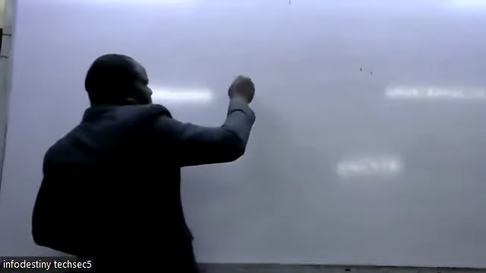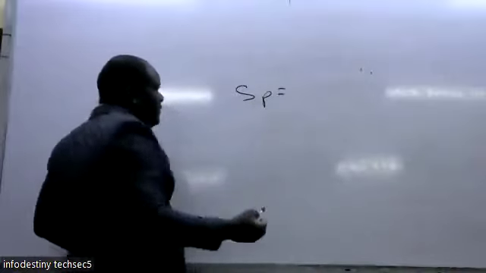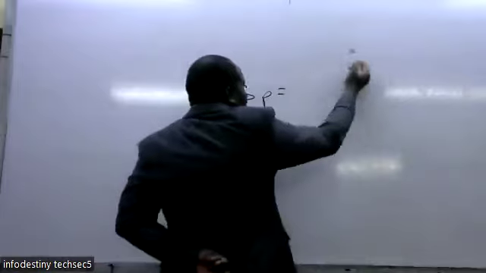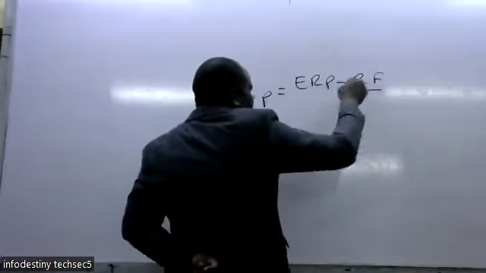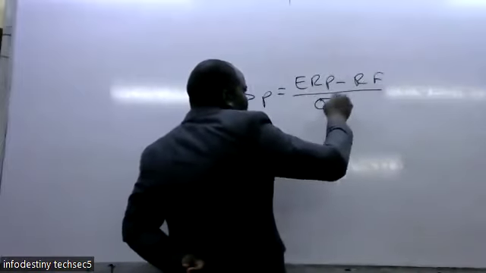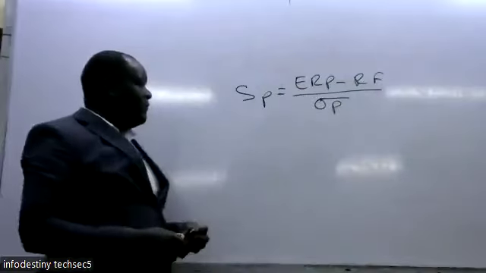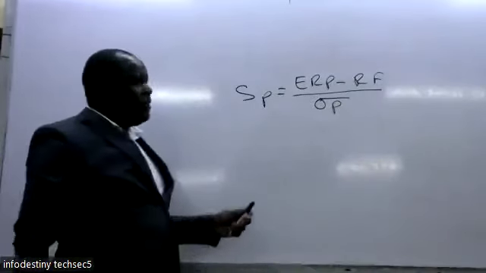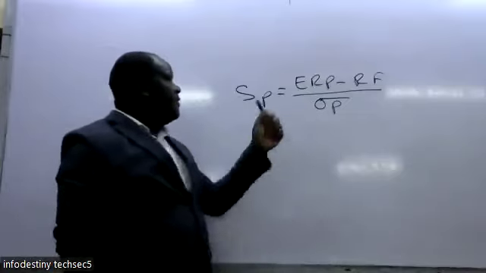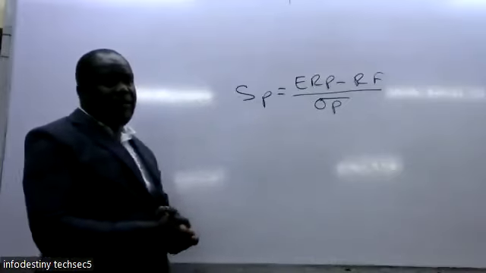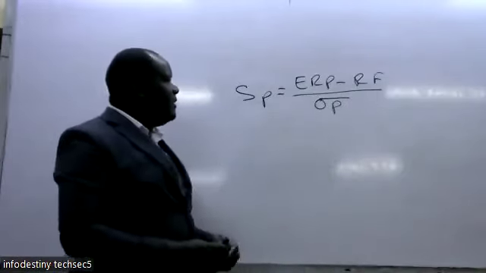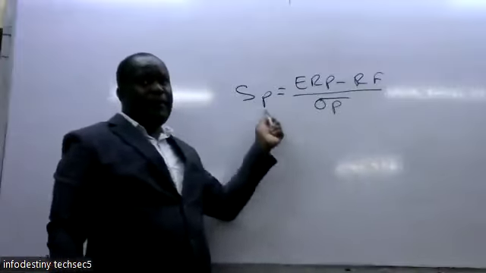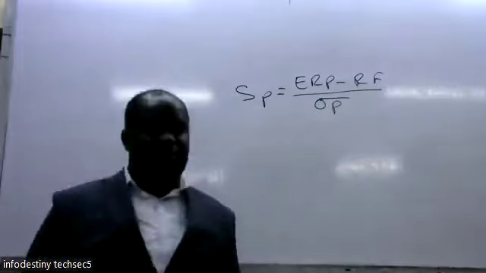To compute the Sharpe for the portfolio, it will be equal to the expected return of the portfolio minus the risk-free rate, divided by the standard deviation of the portfolio. So it is just an index that we shall be computing.